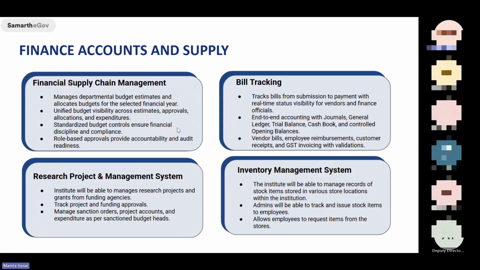Okay, and coming to the finance, accounts, and supply related modules, we have four major modules over here. The first is the FSCM module, the financial supply chain management, which manages department budget estimates and allocates budget for the selected financial year. You can manage the budget of your institution through this FSCM module. It also gives you unified budget visibility across estimates, approvals, allocation, and expenditure. Role-based approval is also provided in the system, which provides accountability and audit readiness.